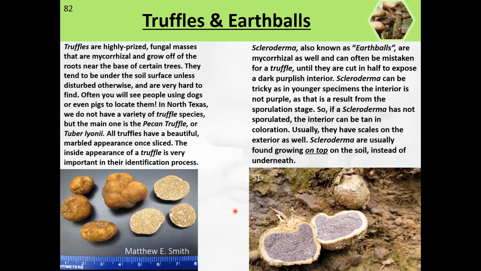Yes, ma'am. So they can range between purplish to jet black in coloration. And then sometimes in younger specimens, before they start the sporulation, they won't be purple or black at all. They have a tan coloration. So that's where it's kind of confusing.